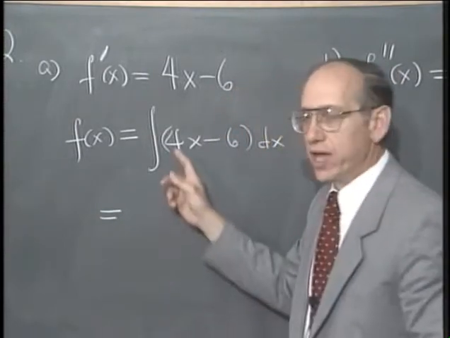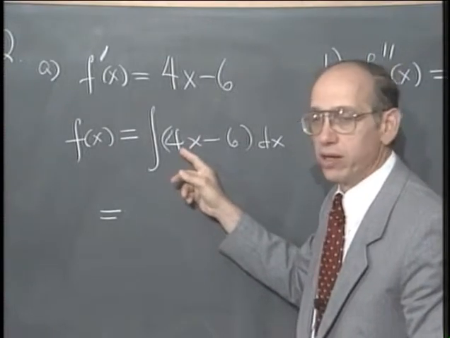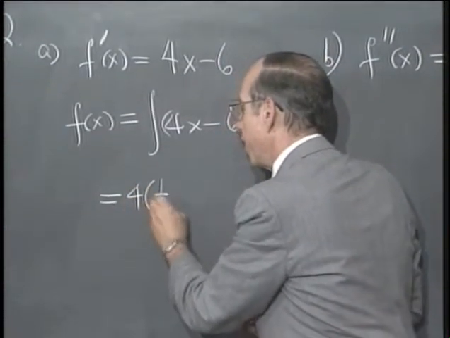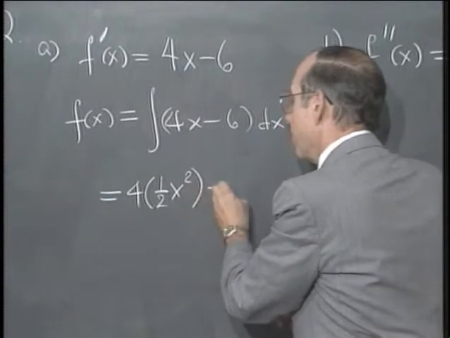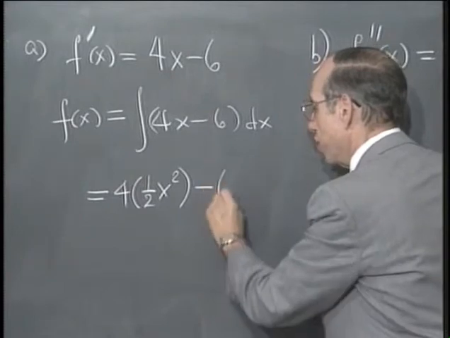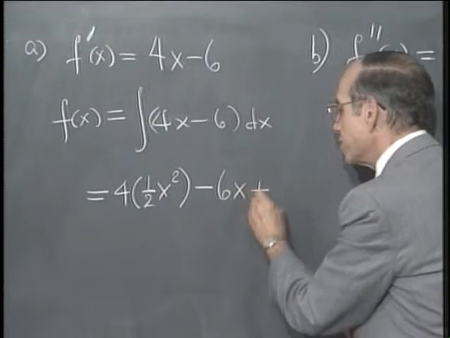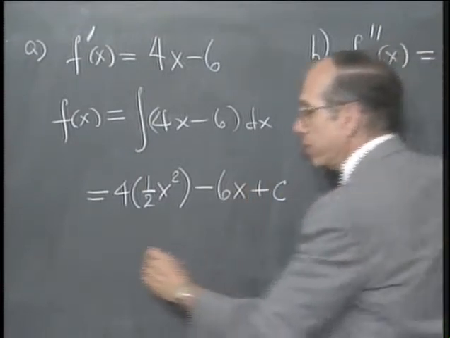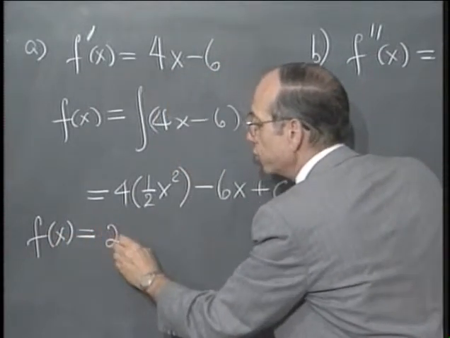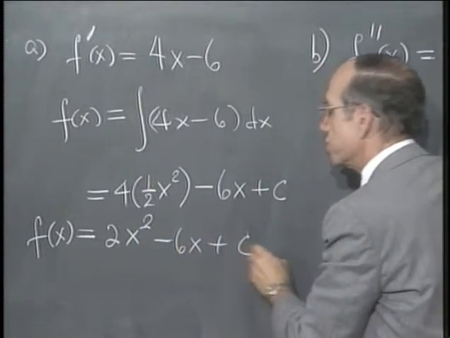And what do we have? The antiderivative of 4x, well, the antiderivative of x, you know, is 1/2 x squared. There's a 4 multiplier, so we have 4 times 1/2 x squared minus the antiderivative of the constant 6 is just 6 times x. Is that right? Because the derivative of 6x is just 6. Plus a constant. And that constant is important now, because we now have f of x is equal to 4 times 1/2 is 2, x squared, minus 6x plus c.